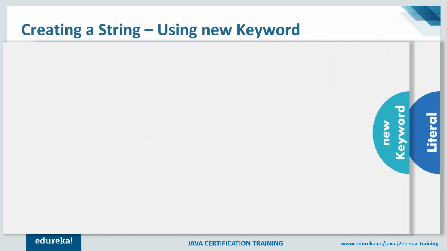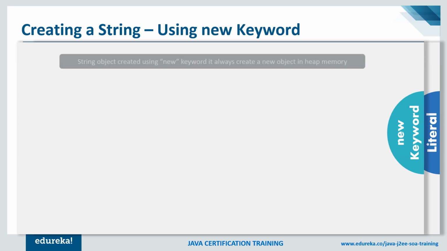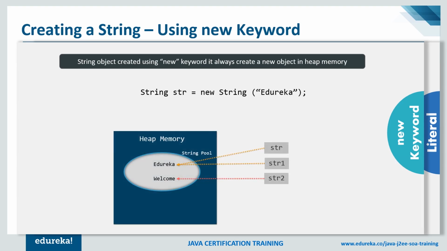Now, the other way of creating a string is if you write a new keyword. Whenever you use a new keyword, it is basically going to create a new object in the heap memory. For instance, if I say string str3 is new string Edureka, what's going to happen? There will be a new object created in the heap memory. It's just like the other objects which get created in the memory, right? So it's always a new object. It's not going to point to the string pool now.